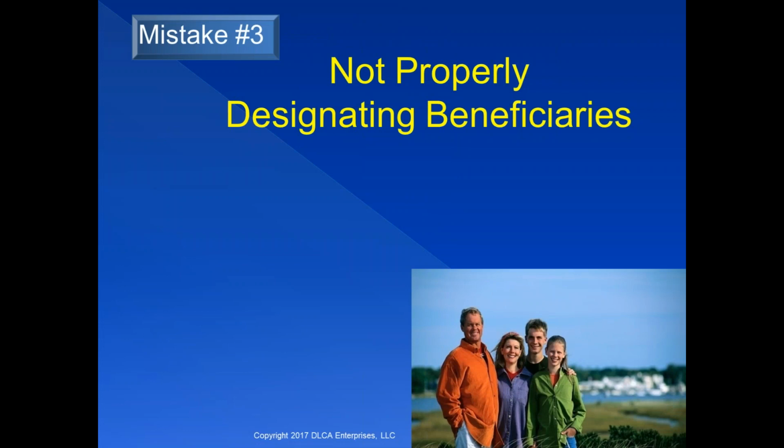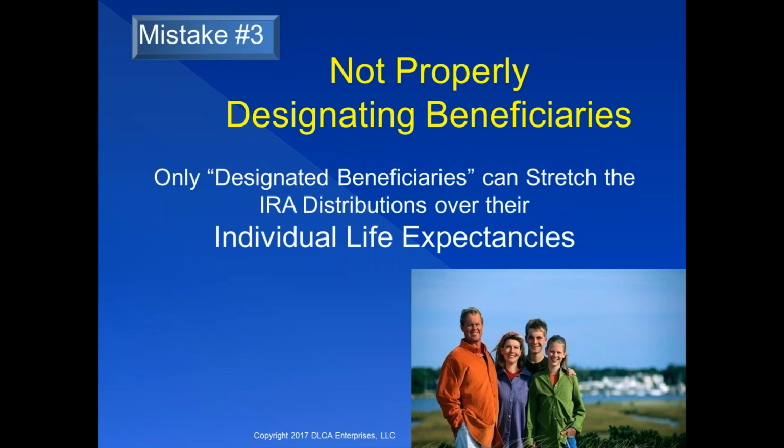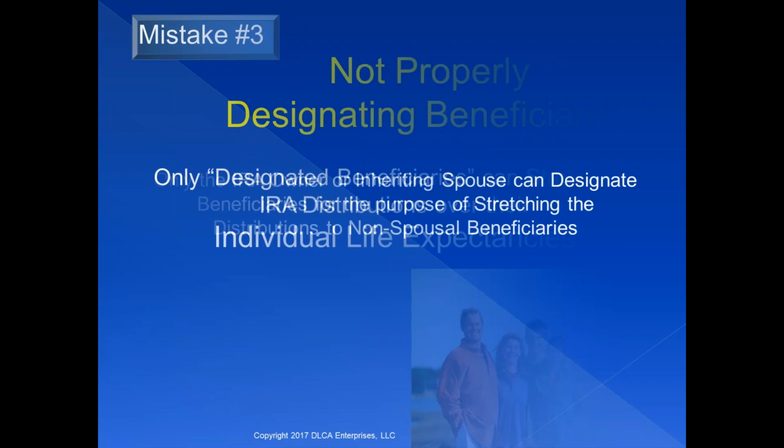This is incidentally mistake number 3 out of the book, Top 10 IRA Mistakes, and that's not properly designating beneficiaries. And let me tell you, y'all know about the Stretch IRA, so I'm not going to walk you through that, but let me point this out. Only a designated beneficiary, and that is an IRS term, can stretch the IRA distributions over their individual life expectancies. Only a designated beneficiary can do that.